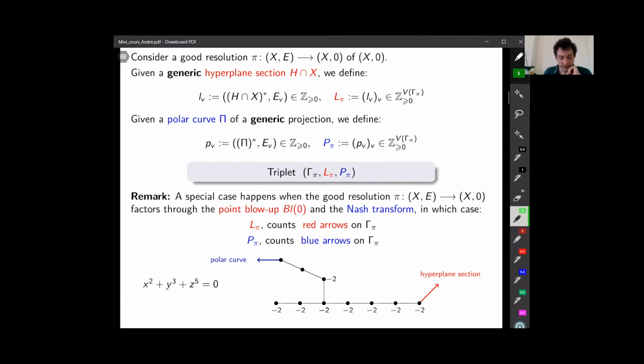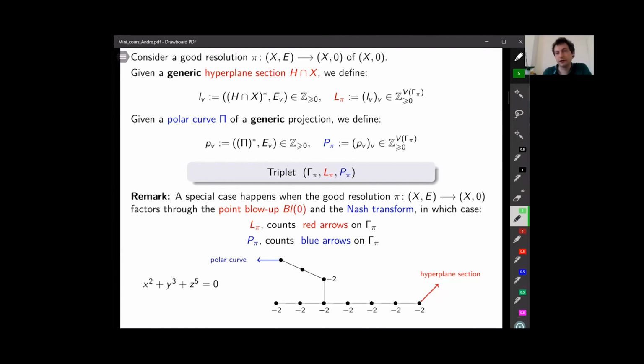In the same way, given a polar curve of a generic projection, we also define the same thing. We take this strict transform, intersect it with EV, look at this number, and consider the full vector generated by this. So the main object of today's talk is this triplet given by the resolution graph, this vector L related to the hyperplane sections, and the vector P related to the polar curves.